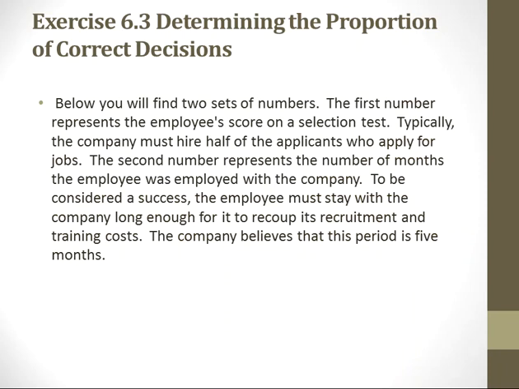First, exercise 6.3 is determining the proportion of correct selection decisions. Below you'll find two sets of numbers. The first number represents the employee's score on a selection test. Typically, the company must hire half of the applicants who apply for jobs. The second number represents the number of months the employee was employed with the company. To be considered a success, the employee must stay with the company long enough for it to recoup its recruitment and training costs. The company believes that this period is 5 months.